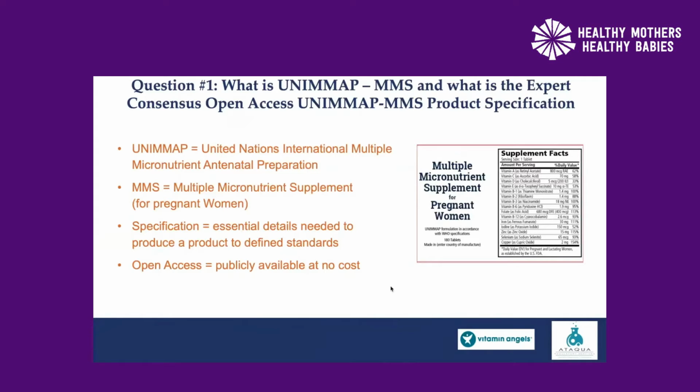the product. Without an open access product specification, any purchaser who approaches a manufacturer to purchase UNIMMAP MMS product will be told by the manufacturer that they will have to create this document. And creating a new product specification document adds a significant amount of time to the timeline for developing the product, for manufacturing, packaging, and labeling it, for testing it, and ultimately for building manufacturing capacity. Next slide, please.